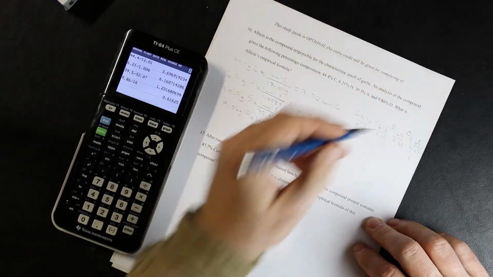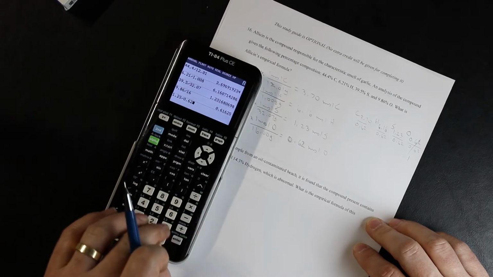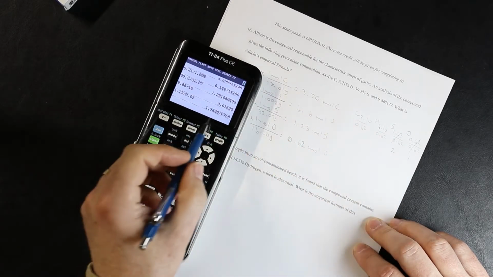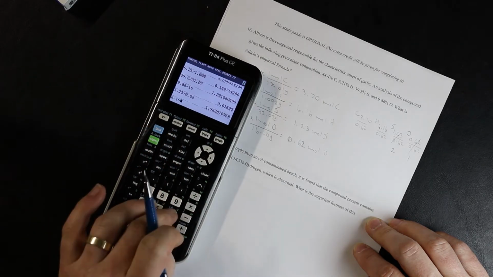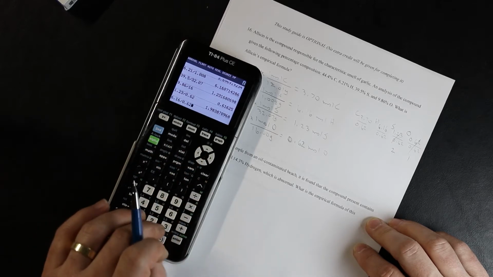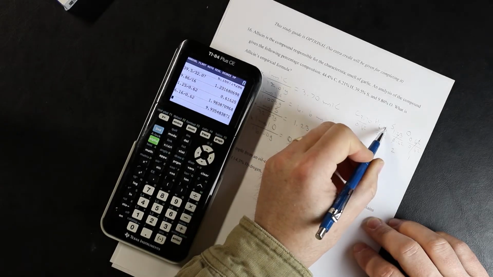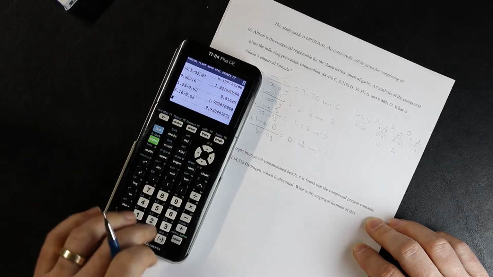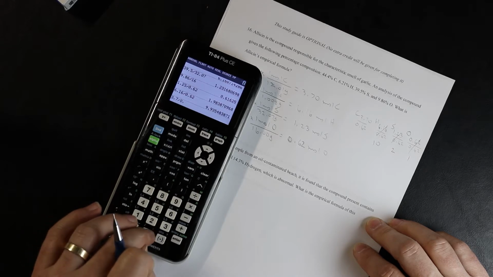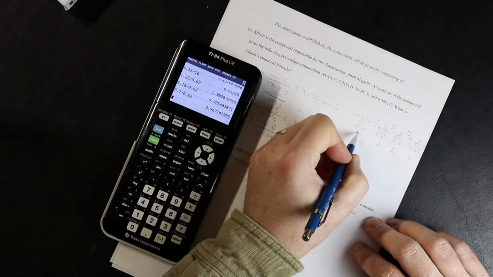I know this is going to be 1. 1.23 divided by 0.62 reduces to 2, 1.98 is very close to 2. 6.16 divided by 0.62 is 9.93. We're going to round that up to 10. And then 3.7 divided by 0.62 is 6. So this reduces to 6.